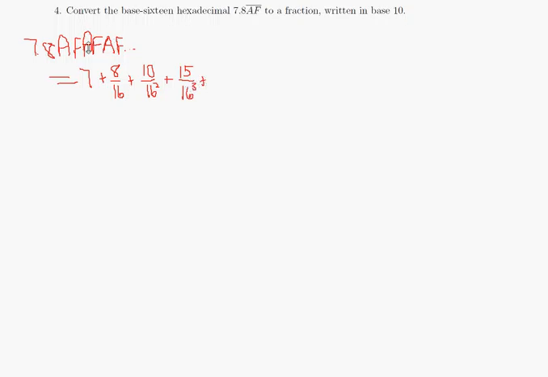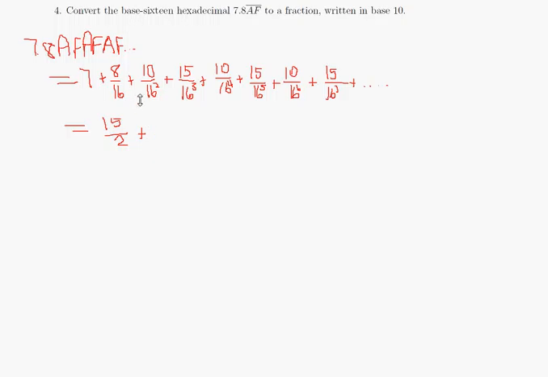And then going to the next A, that'd be 10 over 16 to the fourth, and 15 over 16 to the fifth. Let me write out 2 more: 10 over 16 to the sixth, plus 15 over 16 to the seventh. Okay, so that's going to be equal to 7.5. So that's 15 halves of the first 2 terms.